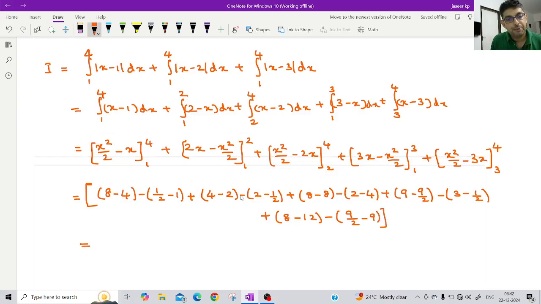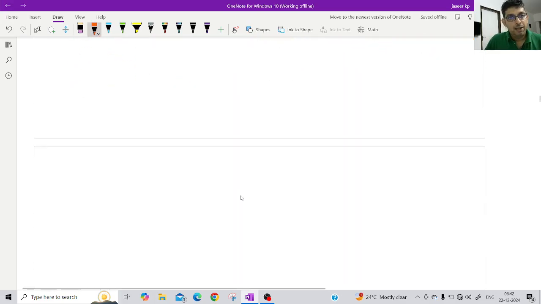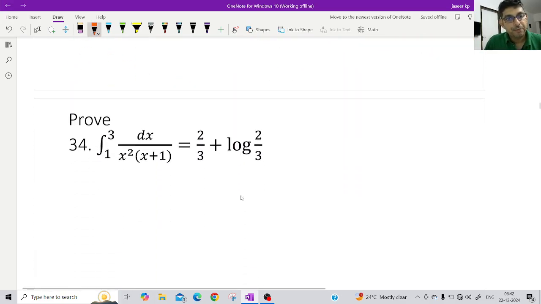Now if you simplify this, the final answer will be coming as 19 by 2. So 19 by 2 is the answer for this particular problem. Now we will move to the next one.